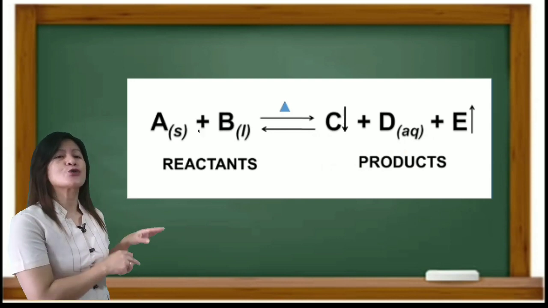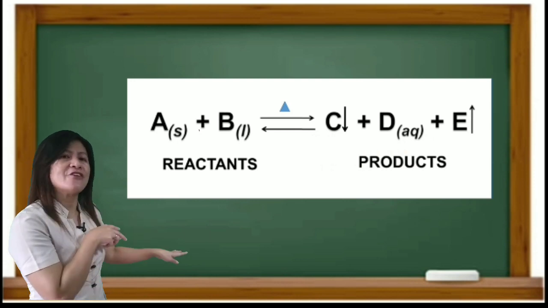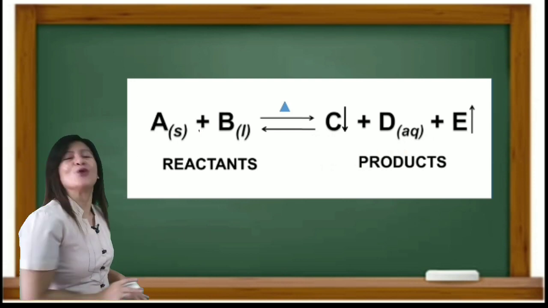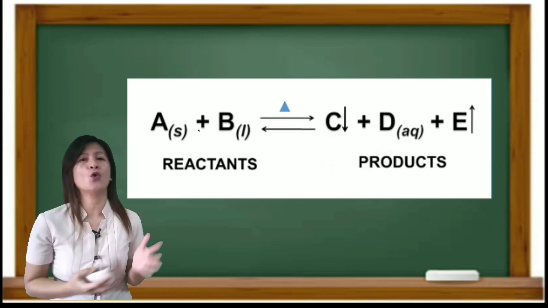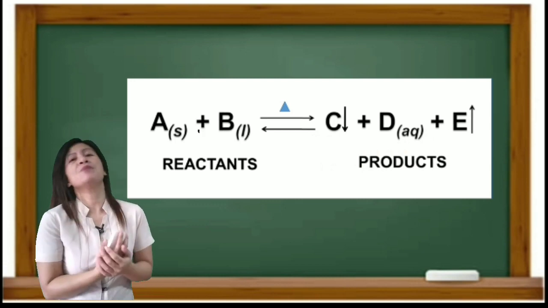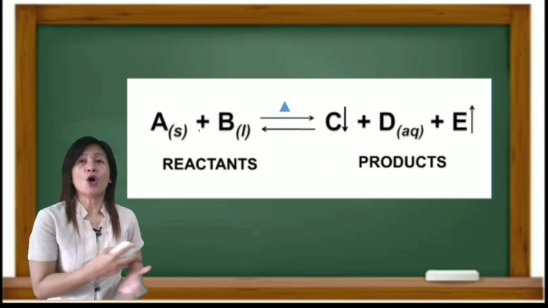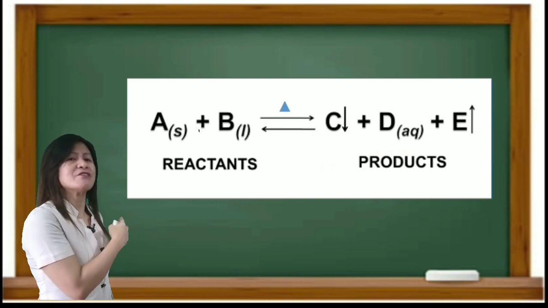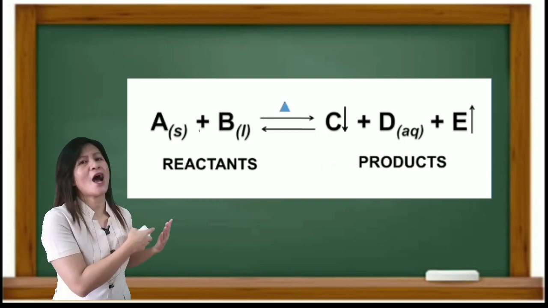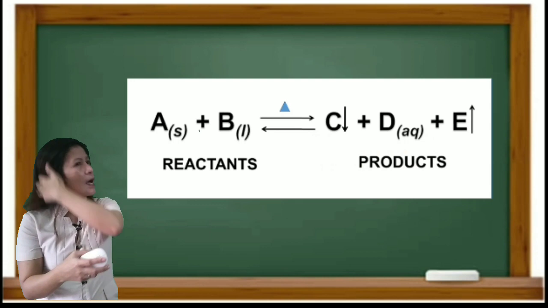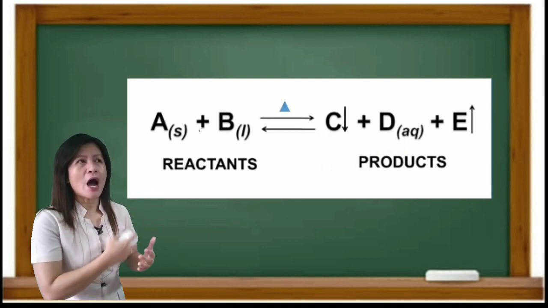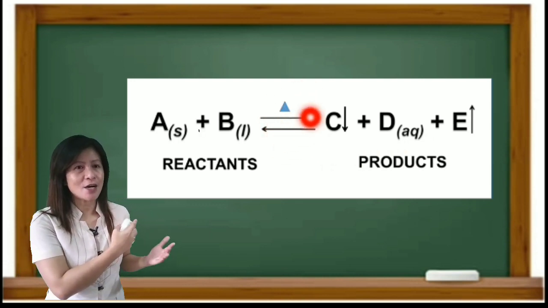We have arrows towards the right, towards the left, upward, and downward. So what do these arrows mean? They mean different things. First, let's have the double arrow between the left side and the right side. Why do we have a double arrow? As read earlier, our hypothetical reaction is reversible.